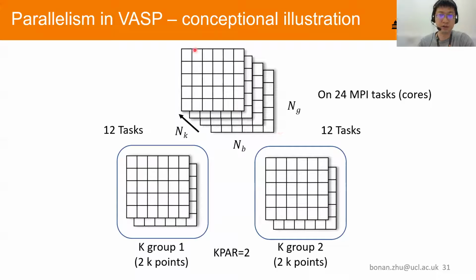So if I have this cube and I have 24 MPI tasks to distribute the workload to, I can set K-par equals 2, which is basically saying I can distribute the workload for the K points into 2 groups. Each group would then contain 12 tasks, and K-point group 1 contains 2 K points to work on, and K-point group 2 contains another 2 K points. So I have 4 K points in total that get fully distributed.